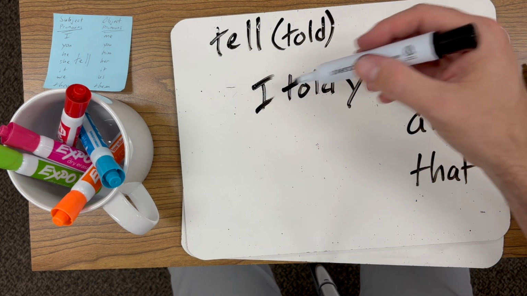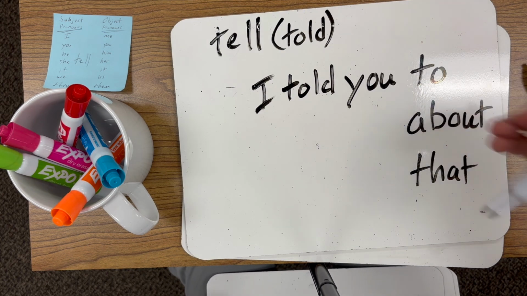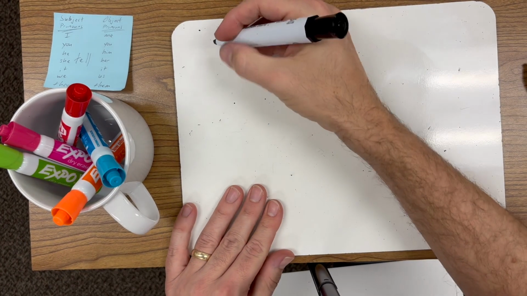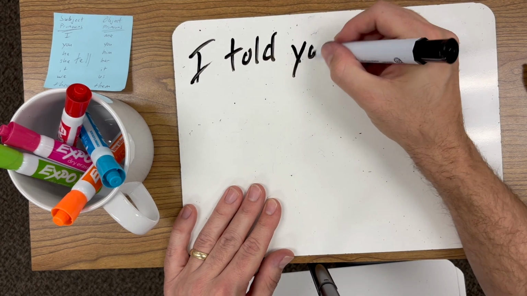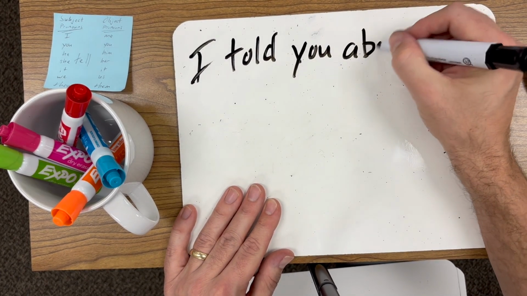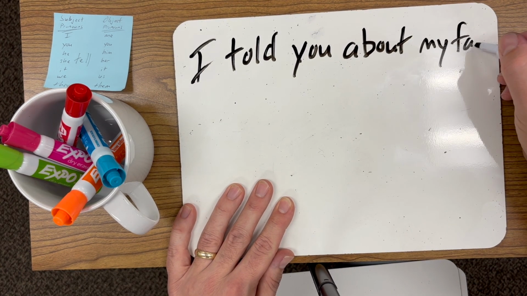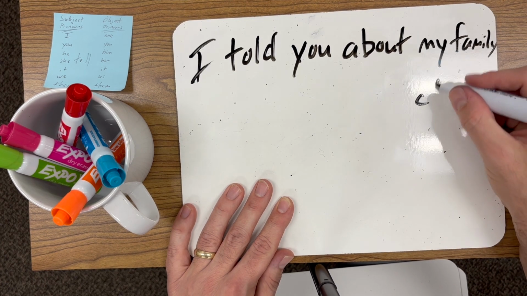So we use I told you to if the next thing's a verb. What if the next word's a noun? We say I told you about. So how do we do that? We say I told you about my family. I told you about my family. Or I told you about class.